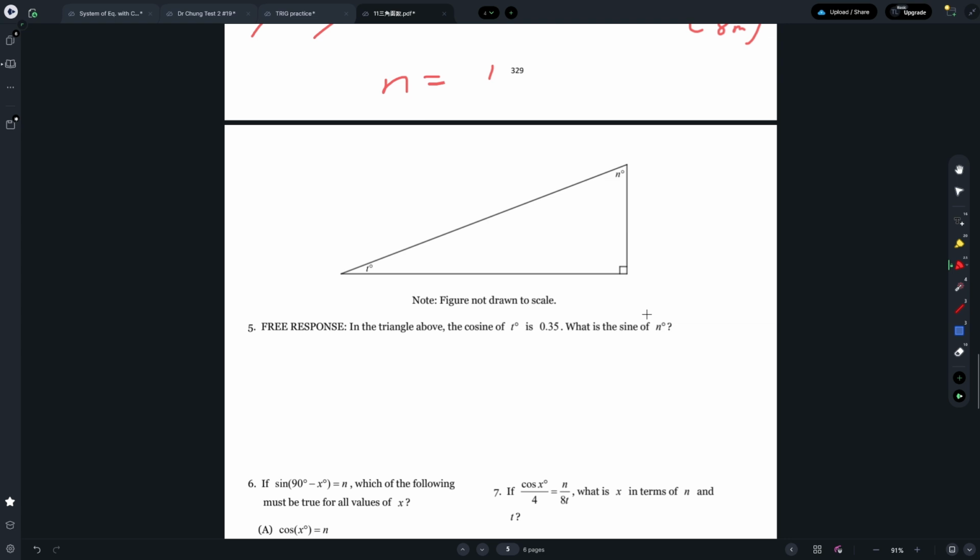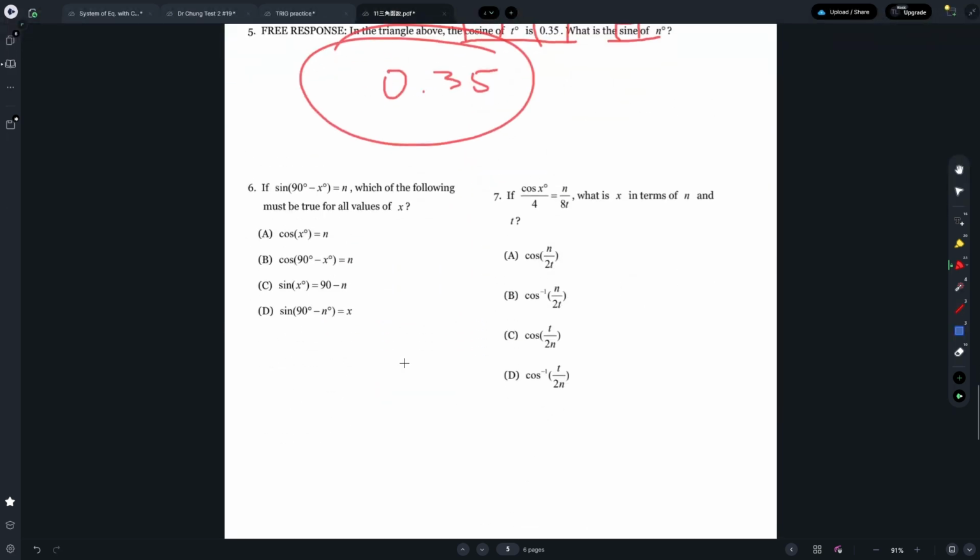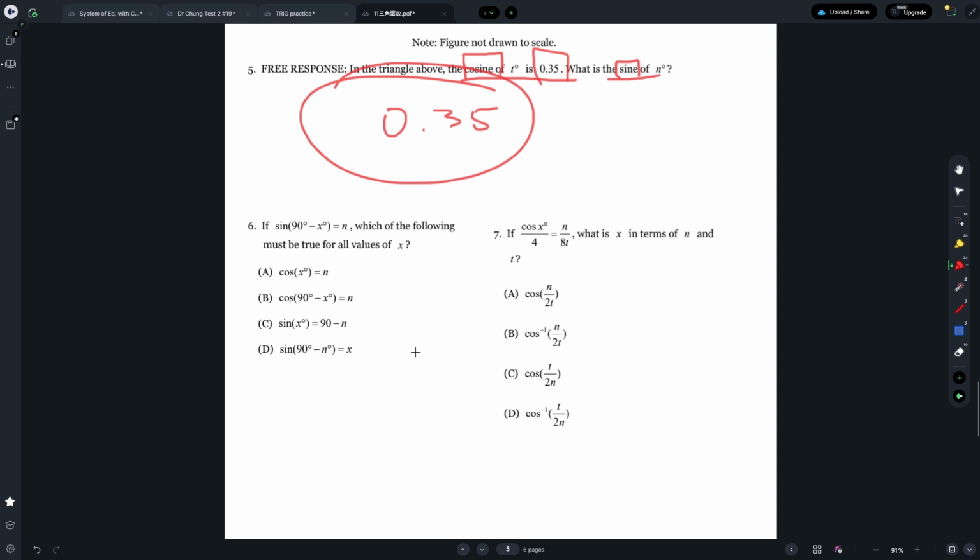All right, number 5. In the triangle above, the cosine of t degrees is 0.35. What is the sine of n degrees? So again, they're asking for cosine and sine of two complementary angles, so the answer is the same. The ratio is the same, so the answer would be 0.35. Next, if sine of 90 minus x is n, which of the following must be true for all values of x?